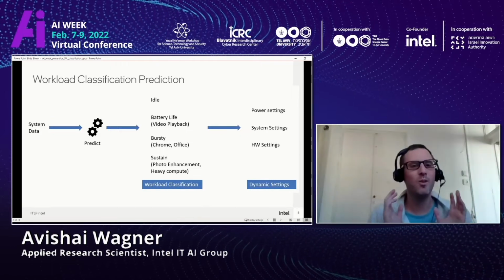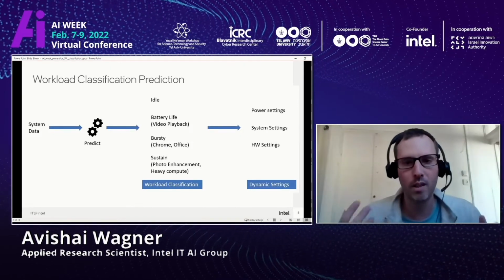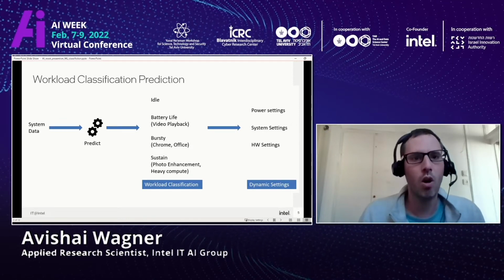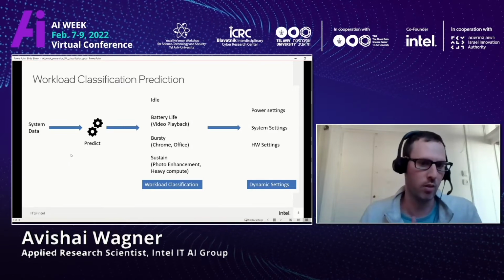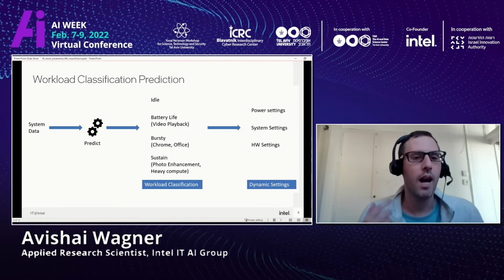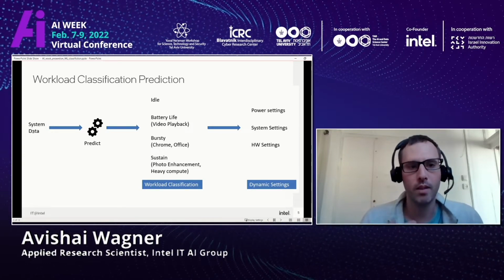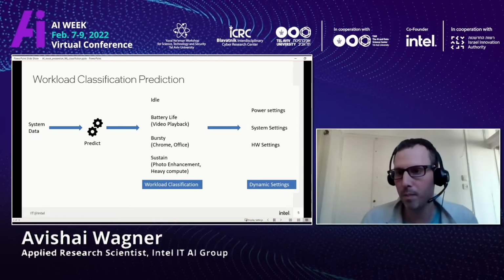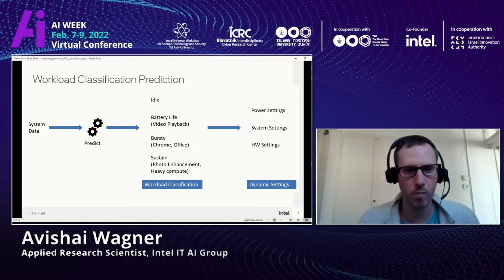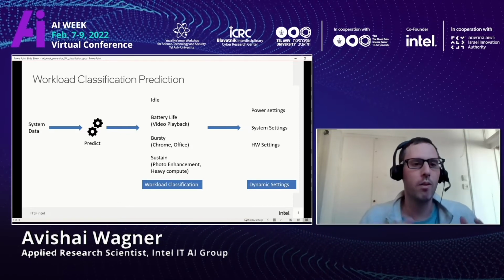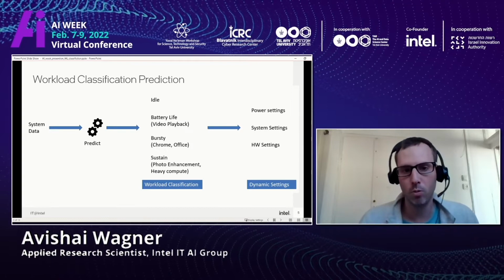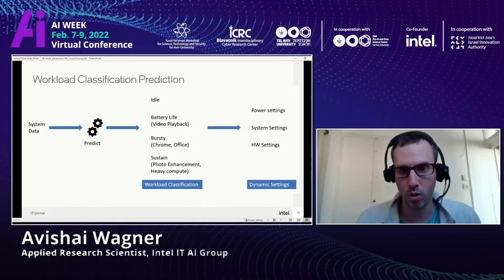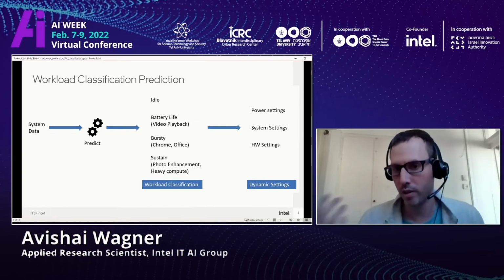So let's go directly to the end, to production mode, and we'll try to explain how this process works on your computers. We have something called the workload classification engine. Every constant time period, we get some system data. It can be power, the temperature of your computer, fan speed, some data about the memory of the computer. We take all this data and give it as an input to a classifier. This classifier predicts one of the following workloads: idle, battery life, bursty, or sustain.